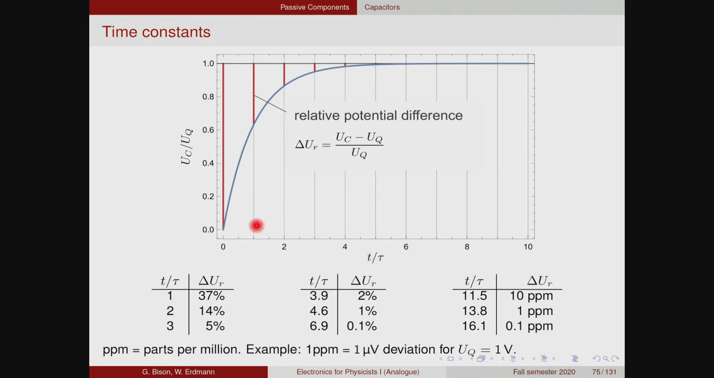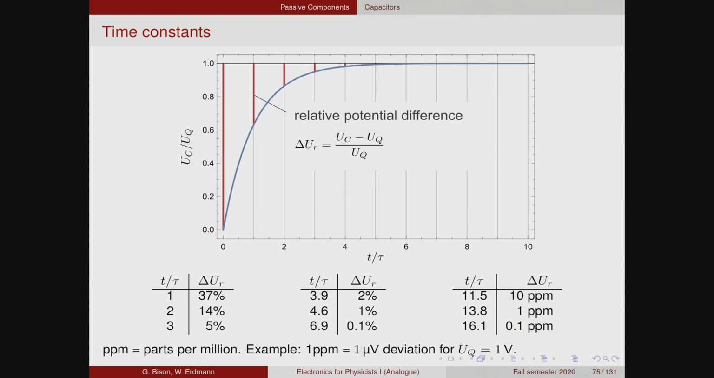And then you see after one time constant, the remaining voltage to the source voltage here, to the fully charged, is 37% of the source voltage. After two time constants, it's 14%. After three time constants, it's 5%. So you see that if you want to do, for example, a measurement that is accurate to 5%, and you switch on your system and there is somewhere a small capacitance, then you have to wait at least three time constants here, because otherwise the capacitor in your system is still charging.